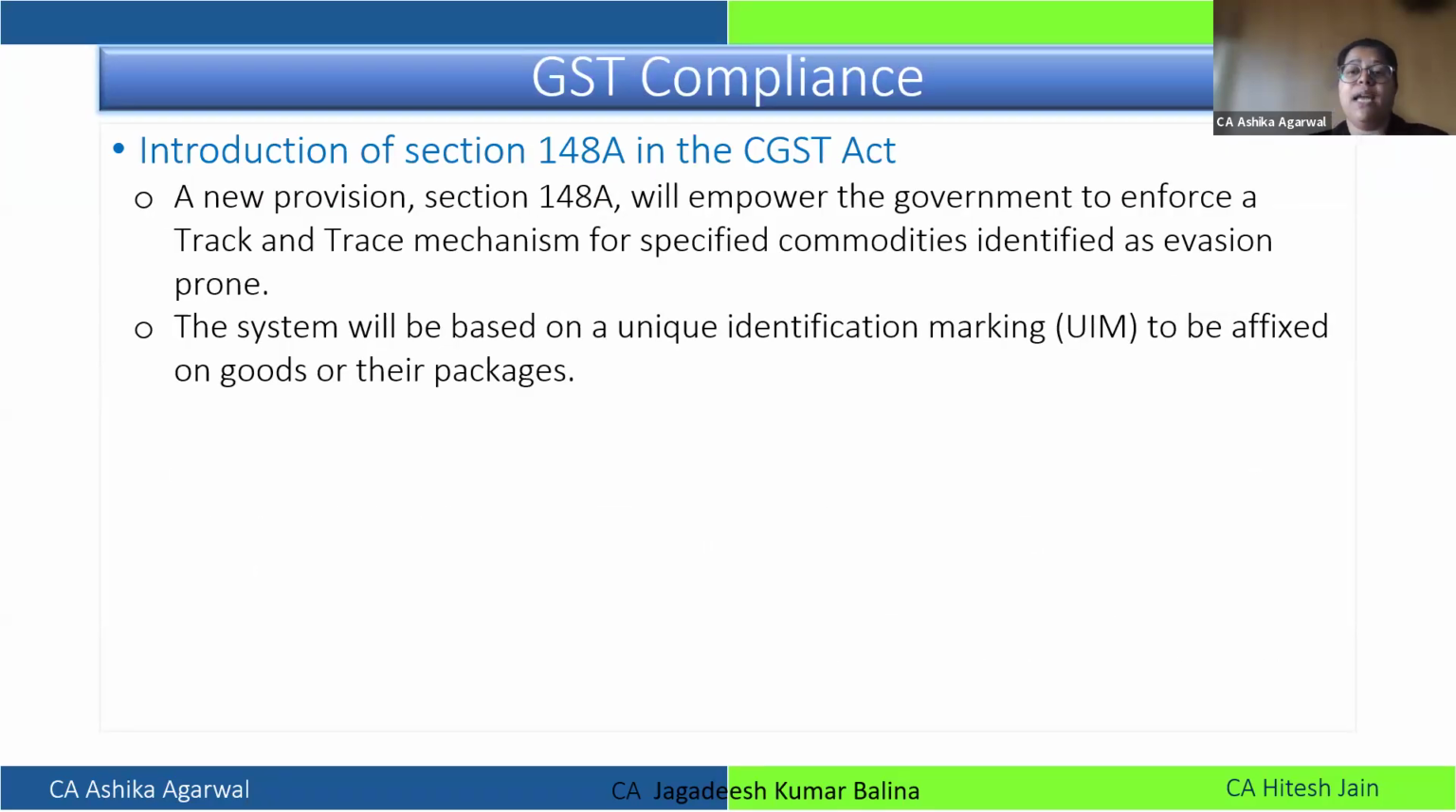This is another compliance which they are going to propose. Basically, they are looking at the cases or the products or goods where a lot of evasion happened, like the scrap industry and metal industry. So they are planning to implement a unique identification mark. Based on that, it can be checked where the goods are moving, the package. So there will be a proper track, and transparency will be there in order to curb the evasion.